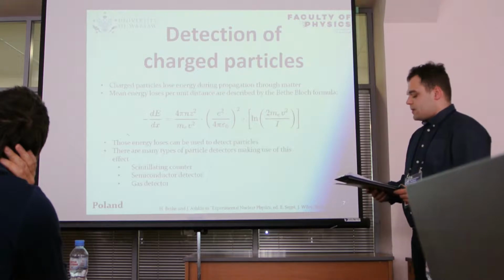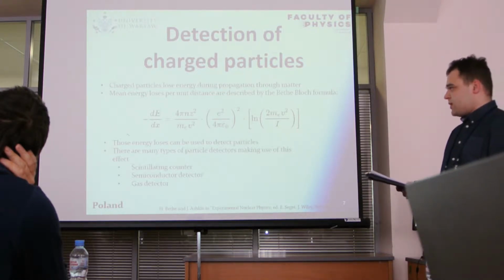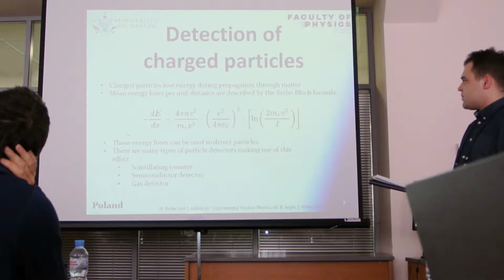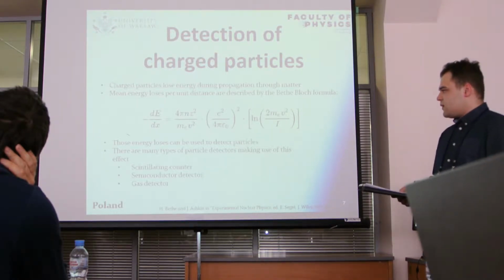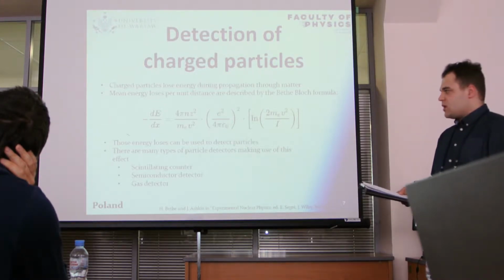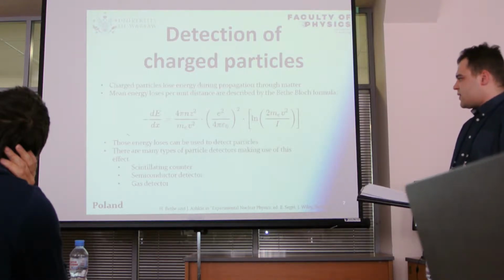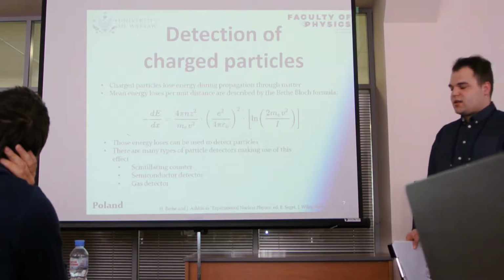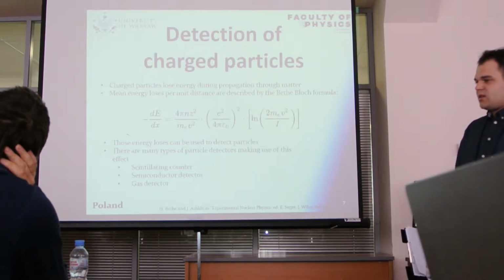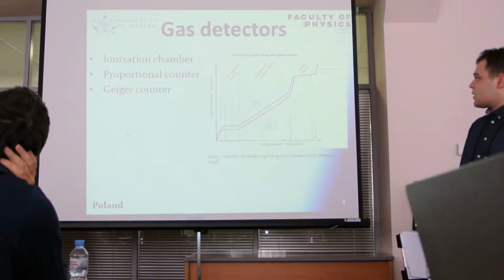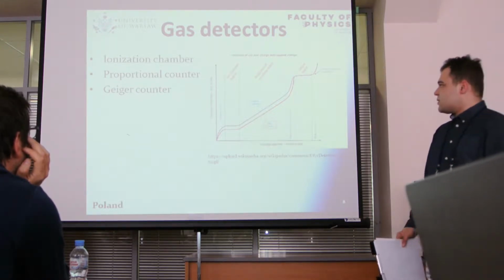Okay, so charged particles lose energy during the propagation through matter. Mean energy losses per unit distance are described by the Bethe-Bloch formula. This energy loss can be used to detect the particles. There are many types of particle detectors making use of this effect, for example, scintillating counters, semiconductor detectors, or gas detectors. And now I'm going to tell something about the gas detectors.